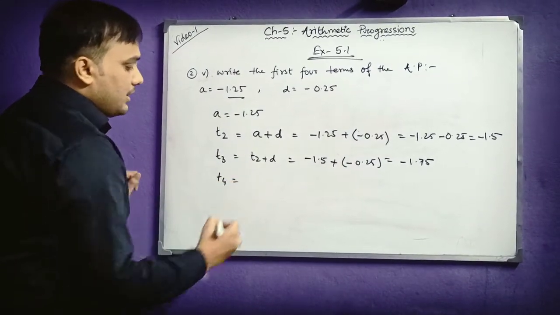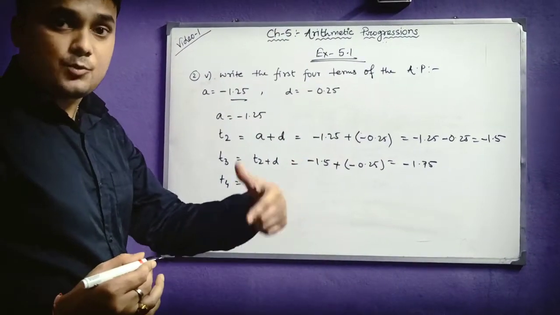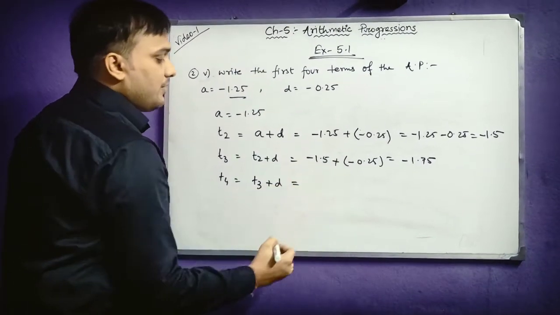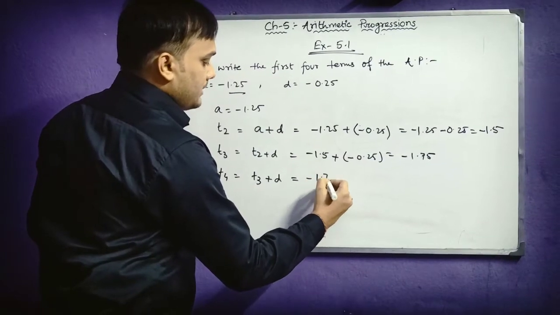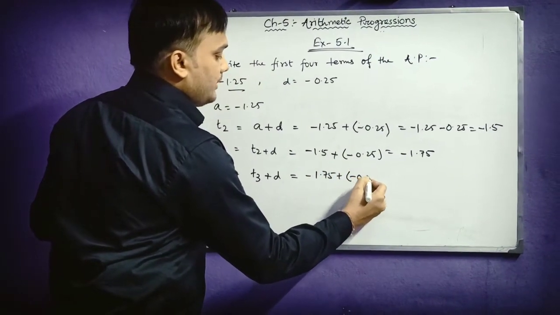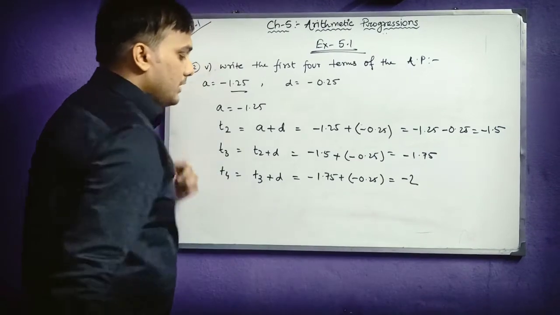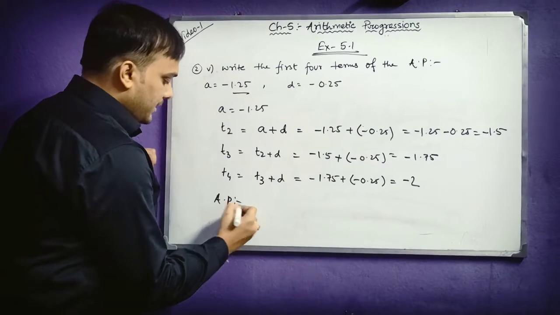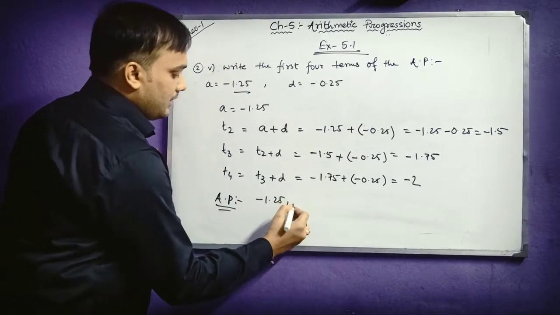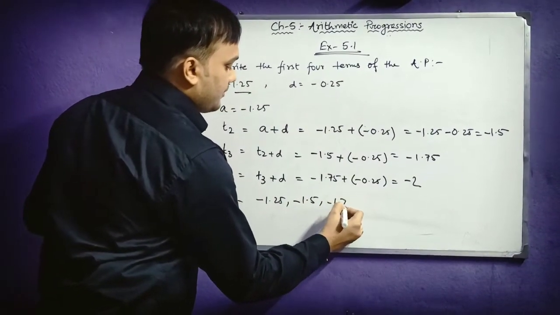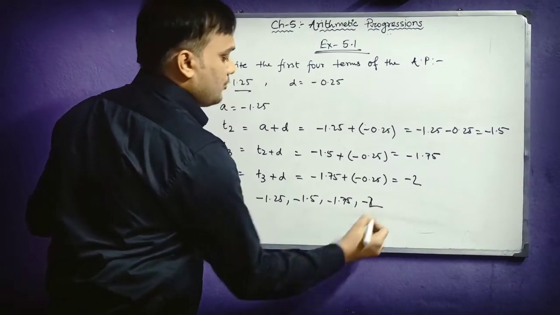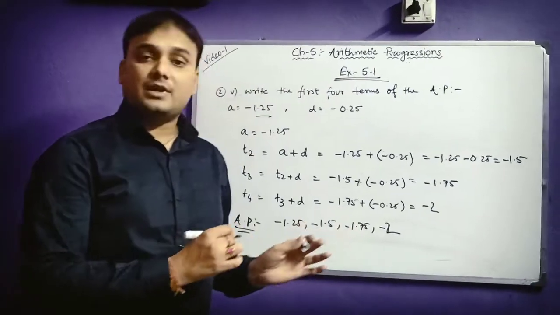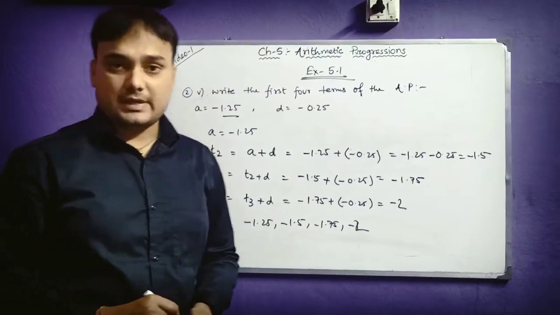What is the fourth term? It will be said as T4, and the fourth term is D, the common difference D, more than the third term. So I can write it as T3 plus D. So it will be minus 1.75 plus minus 0.25, and it will be equal to minus 2. So the 4 terms are, you can see, you can write the AP as minus 1.25, minus 1.5, minus 1.75, minus 2, and if you go on finding further, we'll get it further. Okay, so this is something which you need to do in your first exercise.